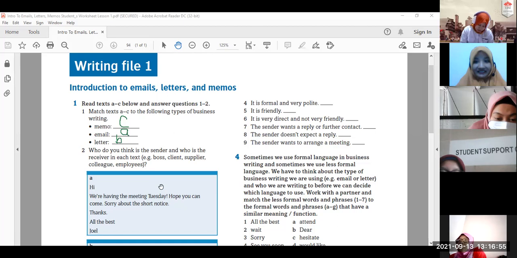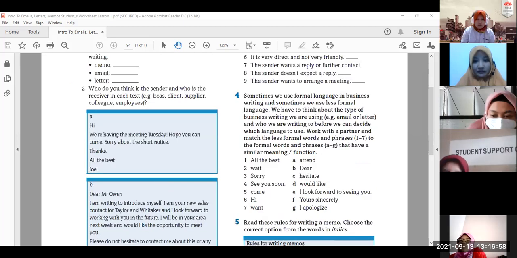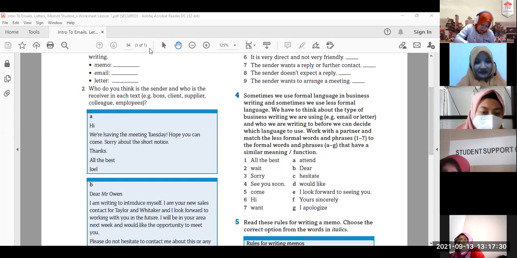It's quite informal. So do you think it is between the boss and the employee? Is it between the boss and the employee for A? The sender is the boss and the receiver is the employee? Yeah. Or is it between colleagues? The sender is the boss and the receiver is the employee.